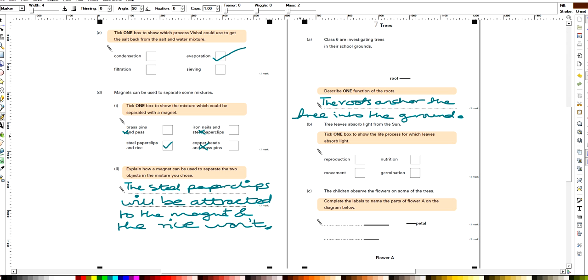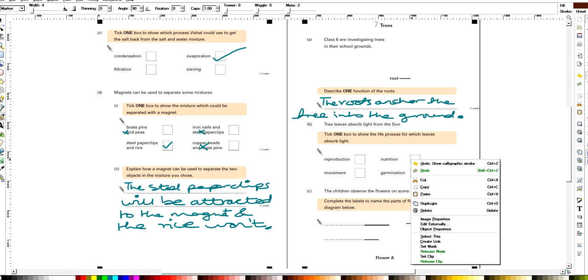So I've given you that one verbally. Question part B. Tree leaves absorb light from the sun. Tick one box to show which process this is. When the leaves absorb light, which one of those four things are they doing? Is it reproduction, movement, nutrition, or nutrients? Well done, nutrition. They are making food for the plant. Nutrition is correct.